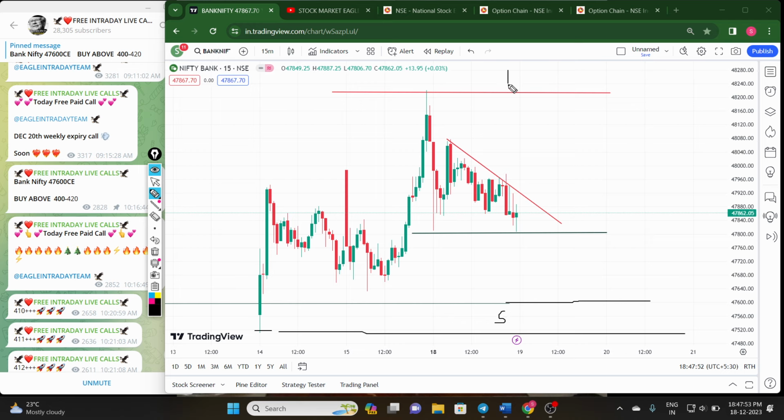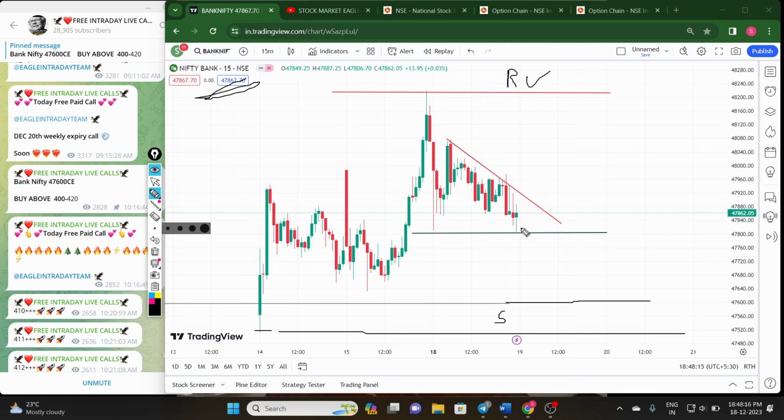This is the resistance. The 48,200 zone is the resistance zone for Bank Nifty. You can also observe here the downtrend channel, with the price moving to the downside. Similarly, this is the profit booking zone, and the price will be moving to the downside.